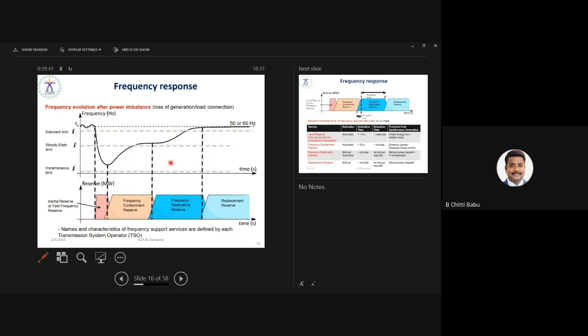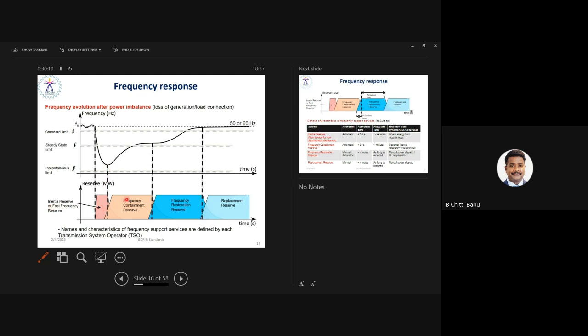So how would you make the frequency reserve so that it is able to maintain the equilibrium condition, and what would be the response time? This shows the steady state limit of the frequency variation. This is the instantaneous limit of how it could be maintained. If the frequency suddenly decreases, then of course you need to have an inertia reserve or fast frequency reserve. All right, so you may use a kind of energy storage that immediately supplies the power according to the load demand, so that you bring back the frequency to the original value.